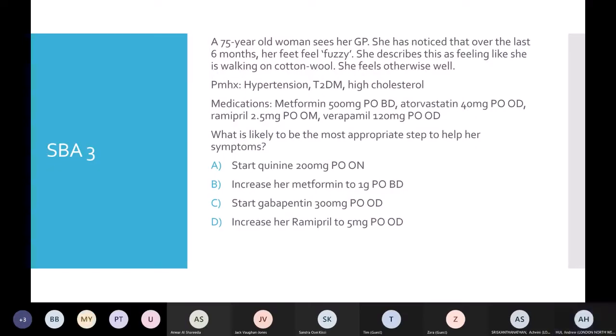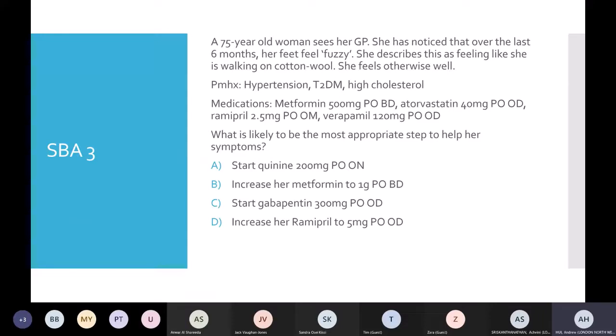Okay, so moving on very swiftly to the next question. A 75-year-old woman sees her GP. She's noticed that over the last 6 months, her feet feel fuzzy. She describes this as feeling like she's walking on cotton wool.